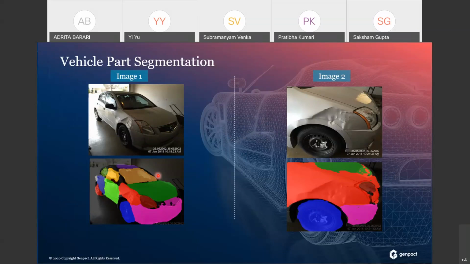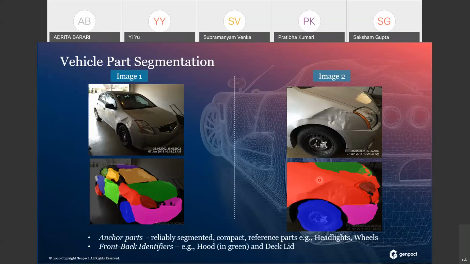The first step here is to find out the segmentation outputs of the vehicle parts. And now here we see that this particular red region, which is the right fender of a car, has a dent in it. And here again, we see that the right fender of a car has a dent in it.